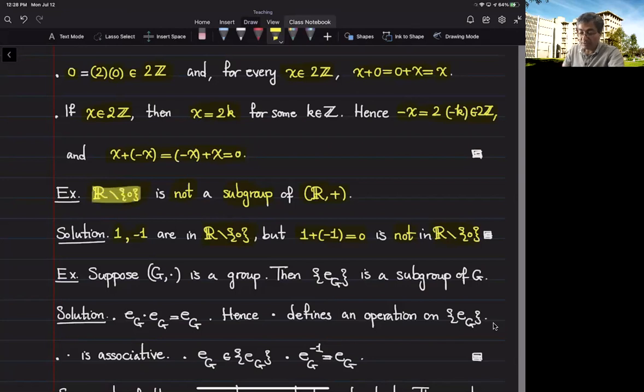Remember, the set of non-zero real numbers and multiplication is a group. But being a group under multiplication does not imply that it's a subgroup of R under addition. I'm not allowed to change the operation of the group that we are given and claim that I am a subgroup.